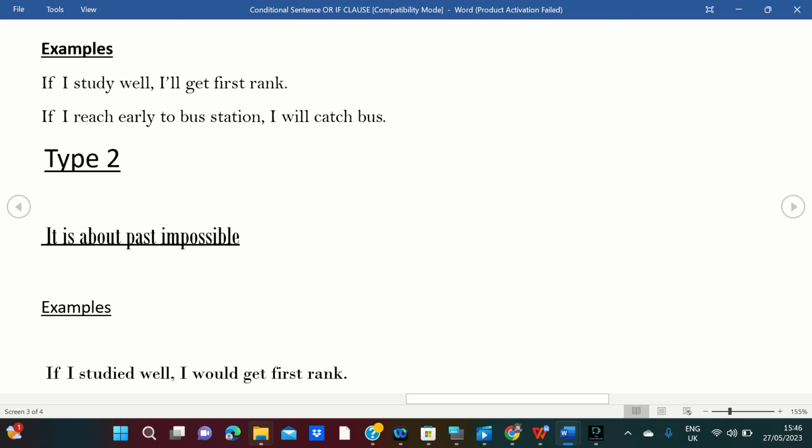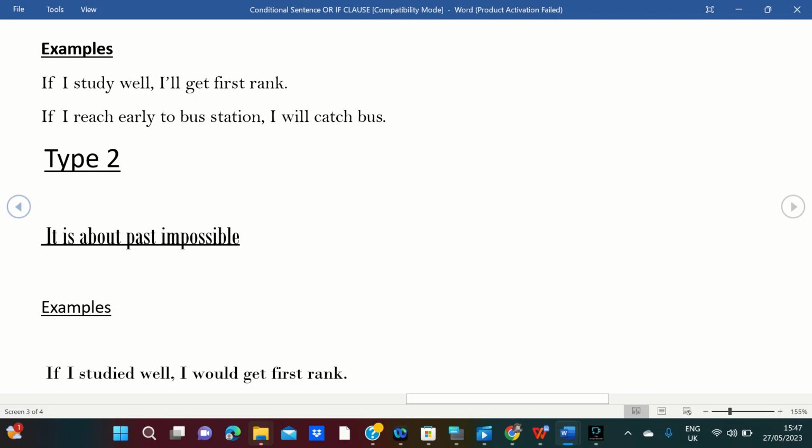See, if I study well, I will get first rank. If I study well is the condition. Subordinate clause always talks about condition. I will get first rank is the main clause. Main clause always talks about result. Subordinate clause always talks about condition. I hope you understood what I explained.